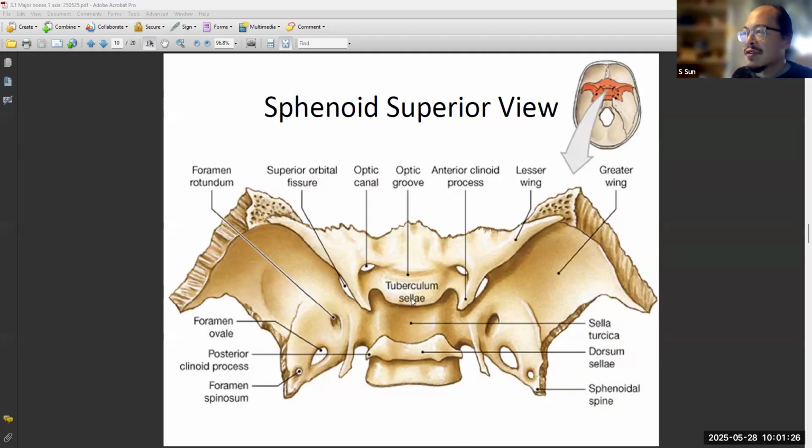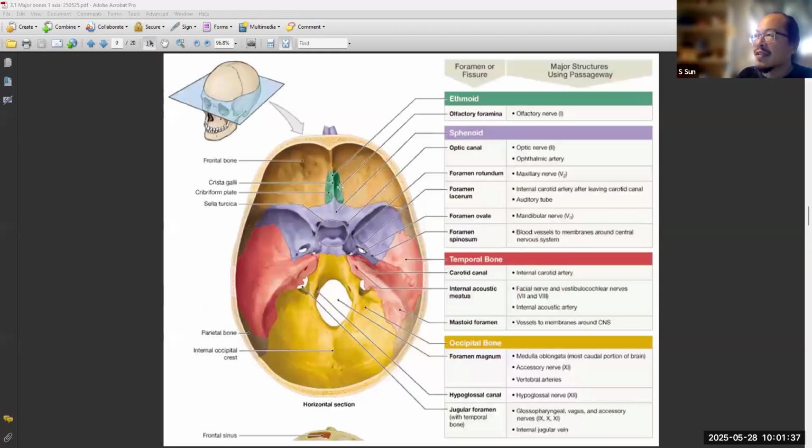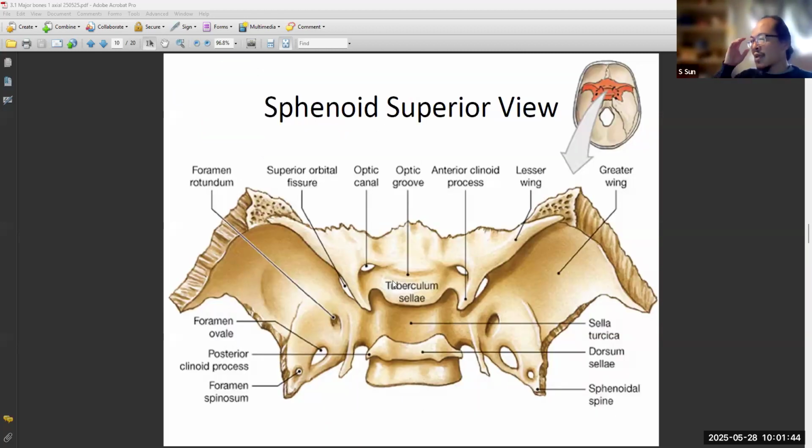And so here is a sphenoid. I want to get your attention on the beautiful structure of it. This is from the superior view. You open your skull, you present this one, and you can see it here. It has a lesser wing and a greater wing. The lesser wing is on the top level, and the greater wing is on the lower level.